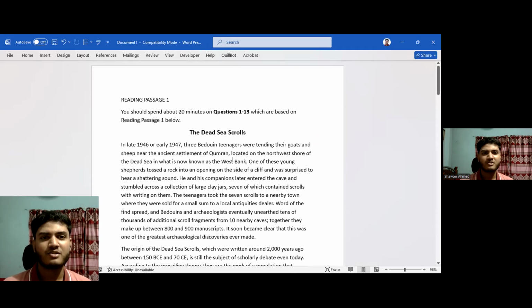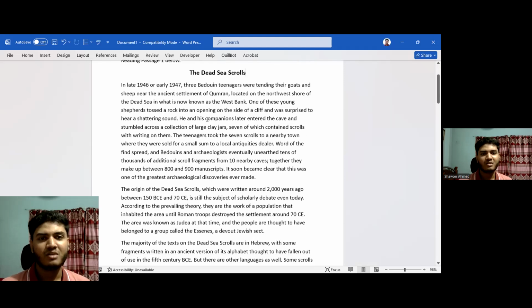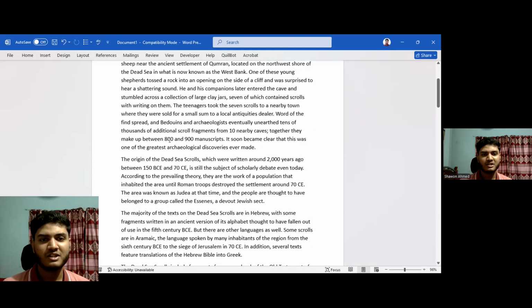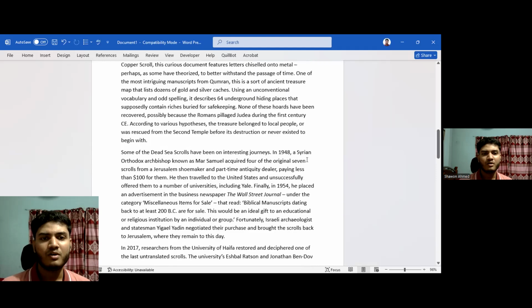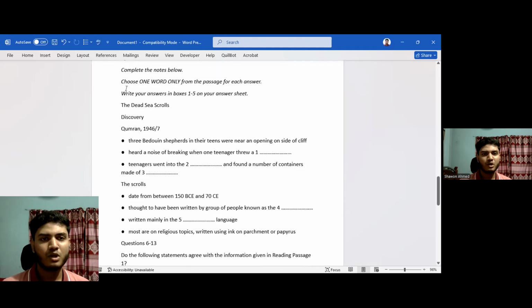So let's get started. This is from Cambridge 17, and the title of this passage is "The Dead Sea is Cold." We don't know what it is, but looking at this date, as you can see, there is an ancient, something CE. So this is a history passage from my point of view. First, before we solve the complete the notes below, I have to read the instructions. The instruction says we have to choose one word only. So our answer should be one word.